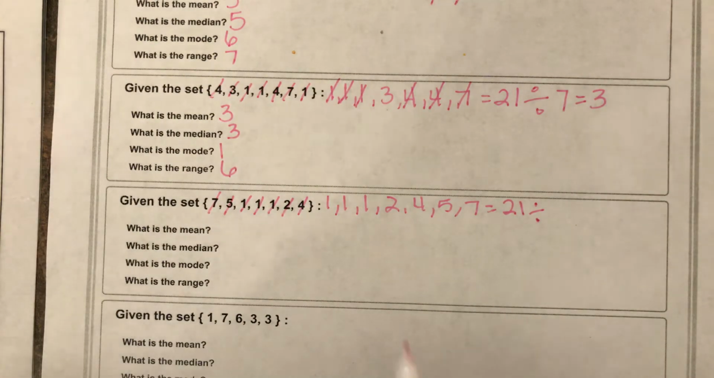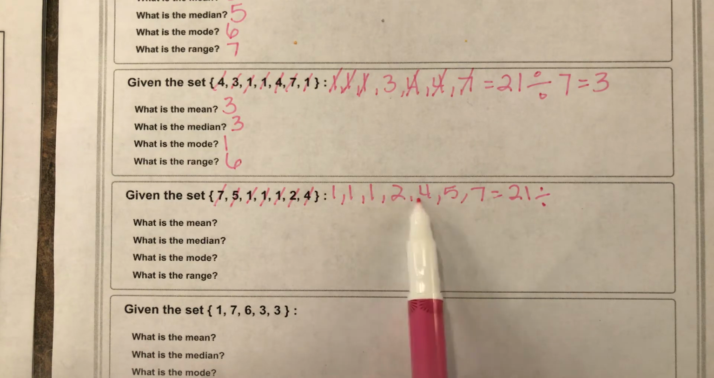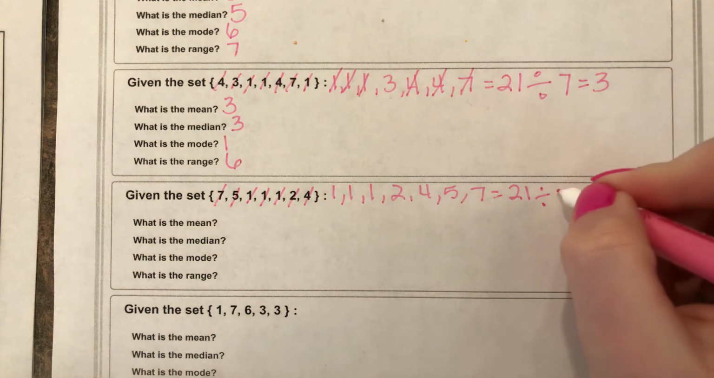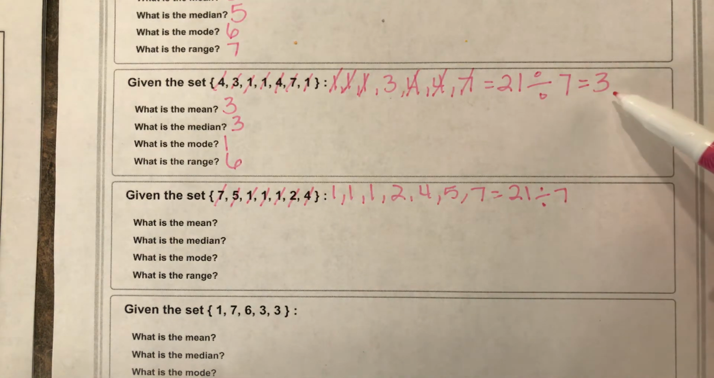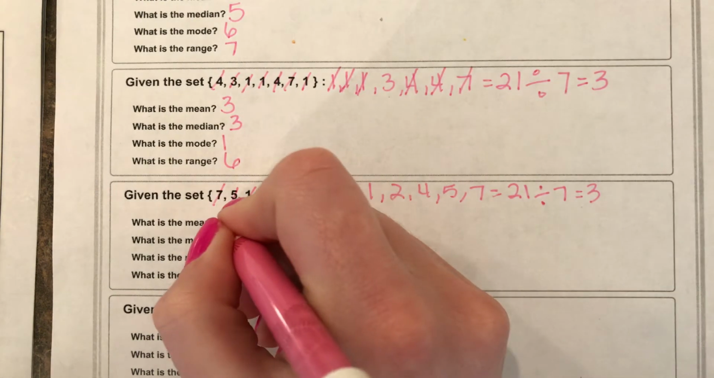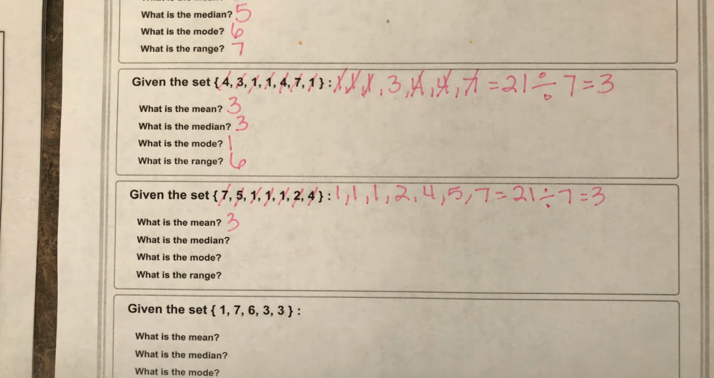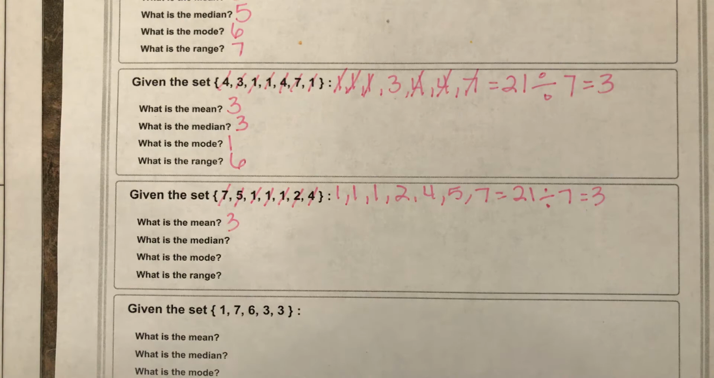Okay, and I'm going to count how many numbers I have. 1, 2, 3, 4, 5, 6, 7. So I don't need my calculator because I can look right up here. I did the same math right there. So I'm just going to put 3. Why work harder when we can work smarter?